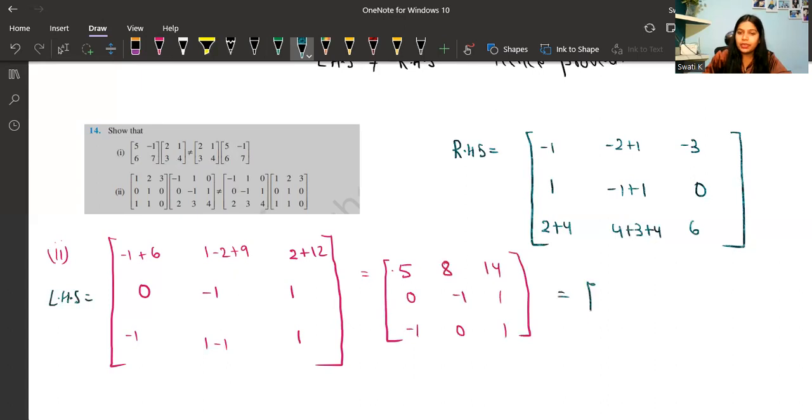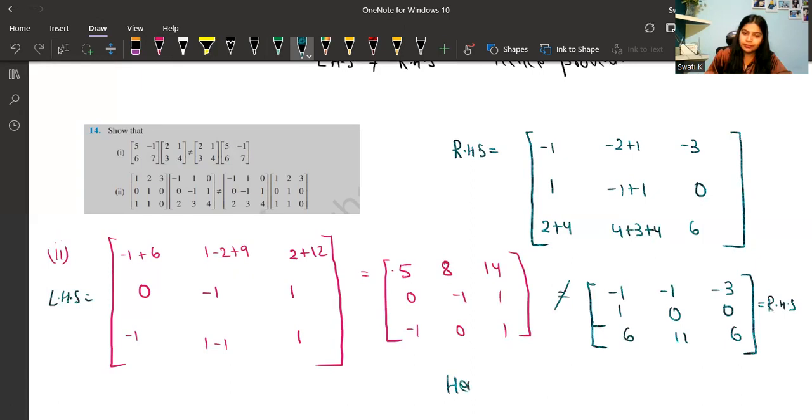Okay, so we are getting RHS -1, -1, -3, 1, 0, 0, 6, 11, and 6. So clearly, LHS is not equal to RHS. Hence, proved. It was simple, right? We were just supposed to prove that this is not equal.